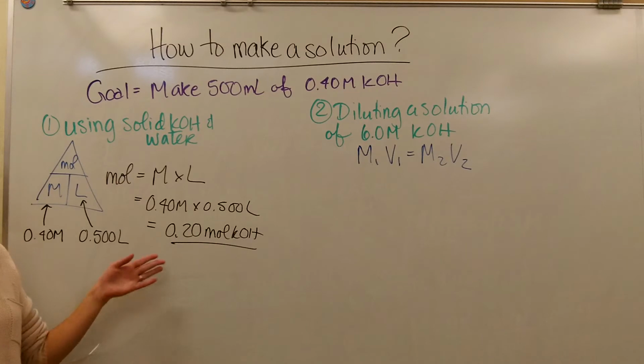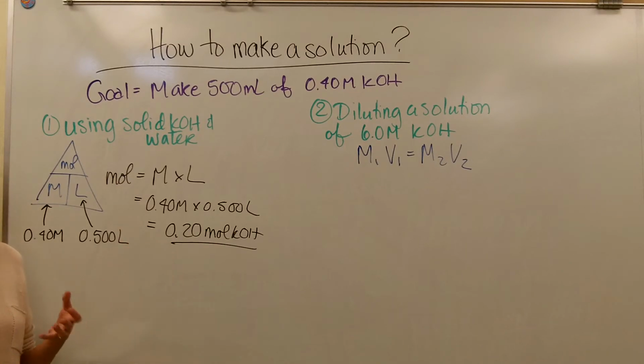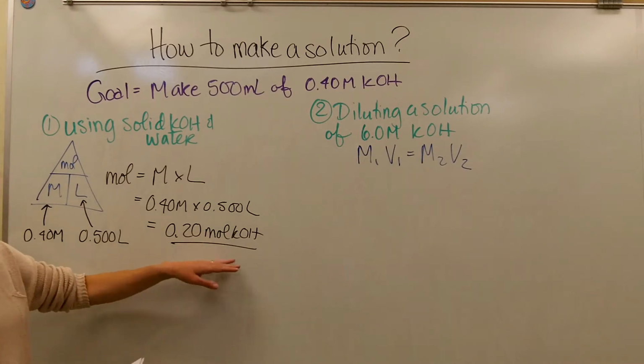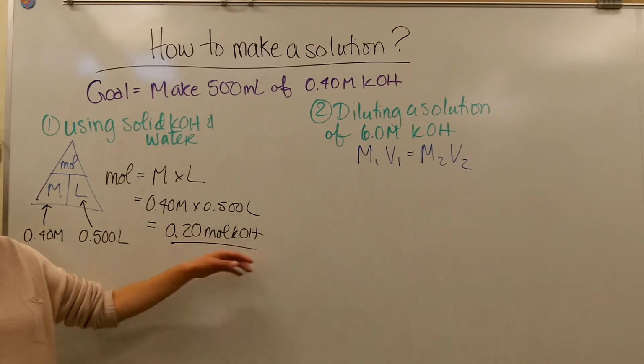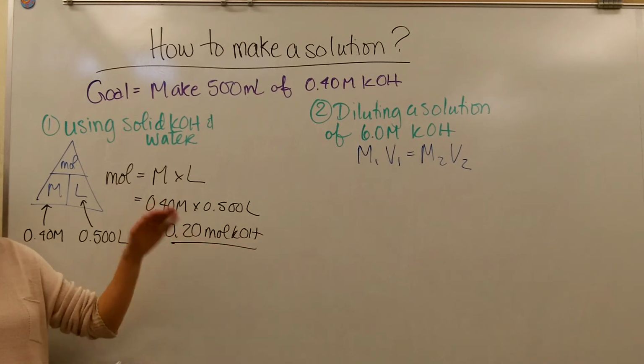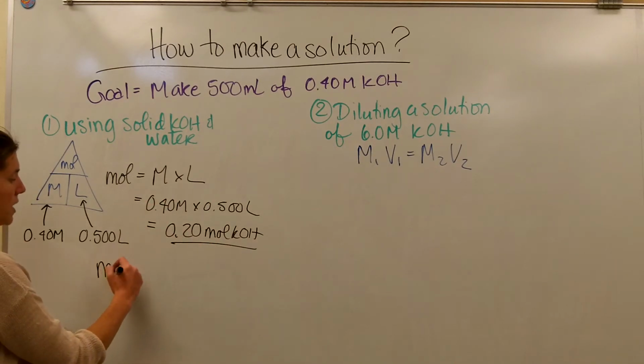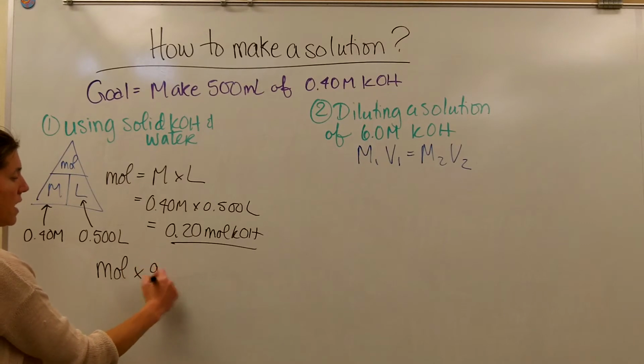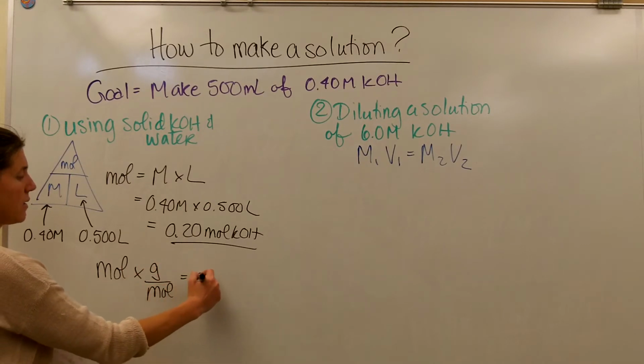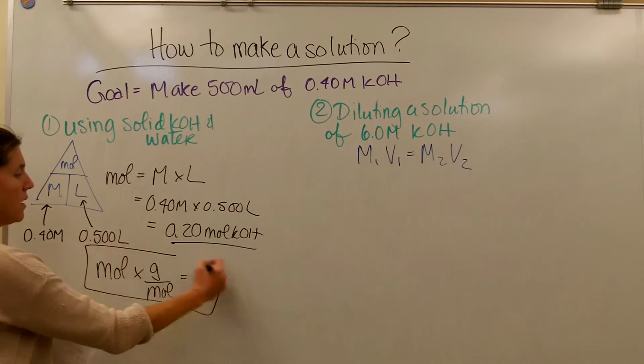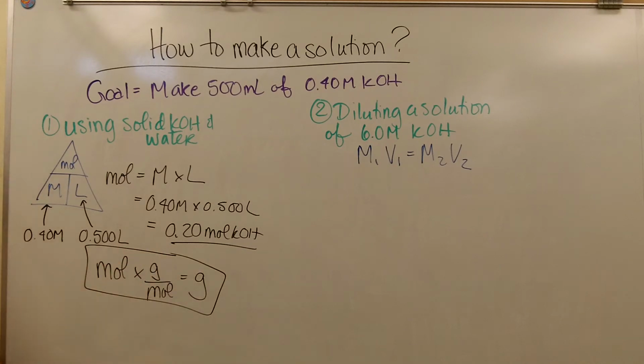If we want to measure out some KOH in a lab, we need to figure out how many grams that would be, and then we could weigh it out on a balance. So if we know moles, and we know the chemical formula, we should be able to convert moles into grams, using moles times molar mass gives us grams, if you remember that process that we've done before.